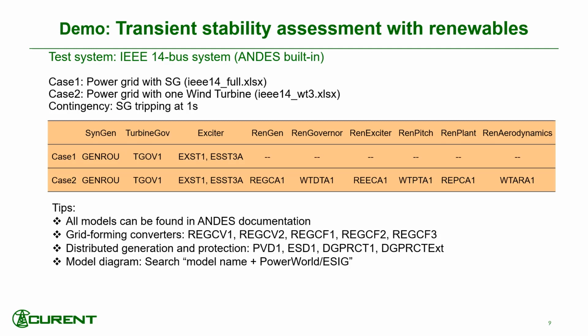So basically GENROU is like what we've been studying for the generator, but the main ones are GENCLS, a classical model, or GENROU, which is a two-axis model we've been studying. I don't know when they started using these names because they're not very descriptive, but I think PSSE started using them. Basically, everybody follows them, and they're now kind of IEEE standards.